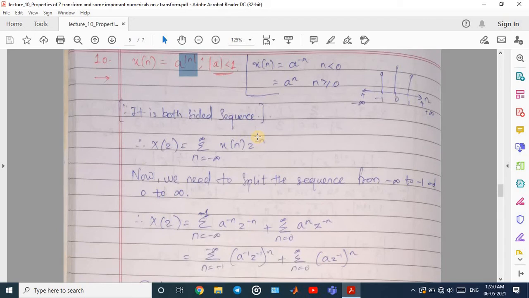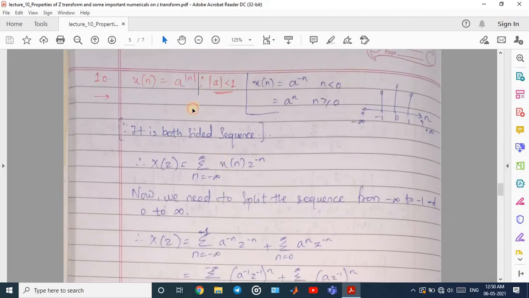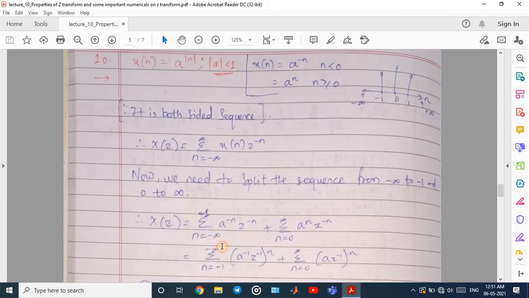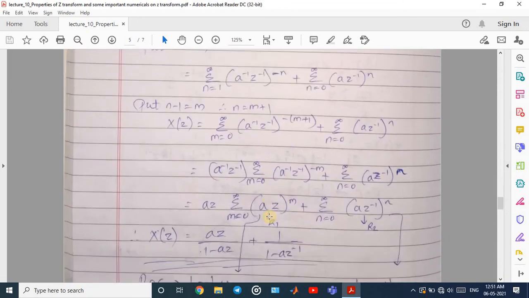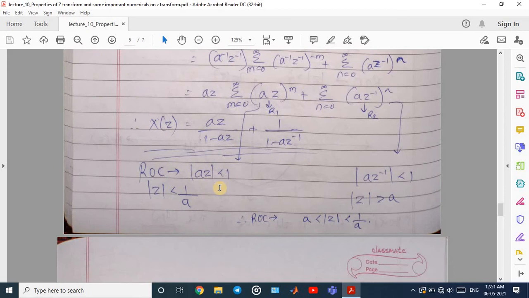So for a two-sided sequence, the ROC is in between the two concentric circles. Okay, so I have written the simple example here, the tricks or the steps. First of all we have to split x of n from minus infinity to minus 1, and then 0 to infinity. Okay, and then we have to solve. This is a simple problem, we can solve it very easily.